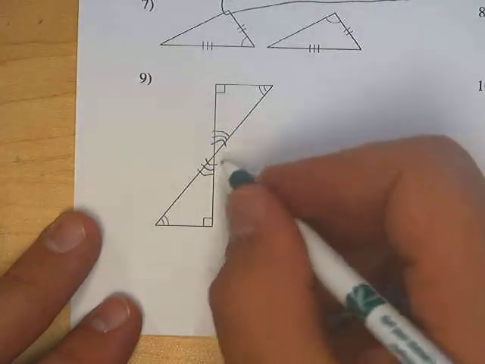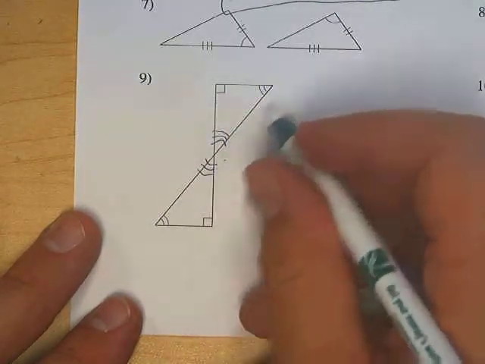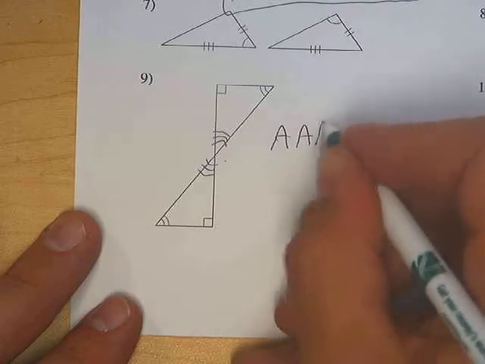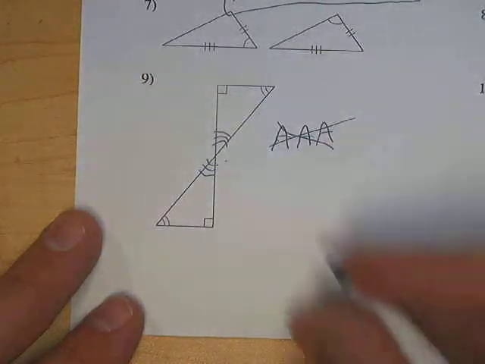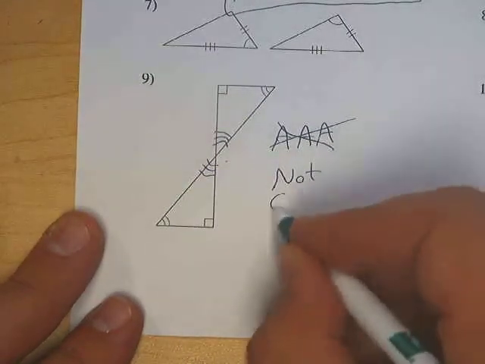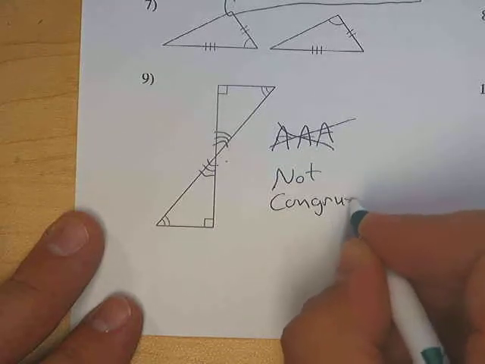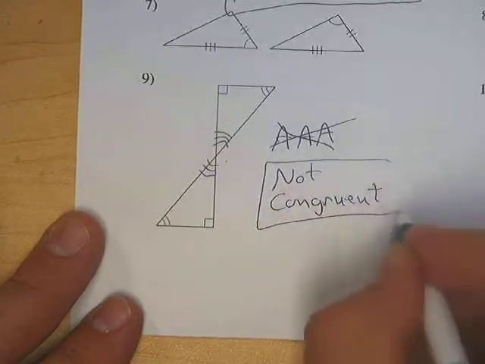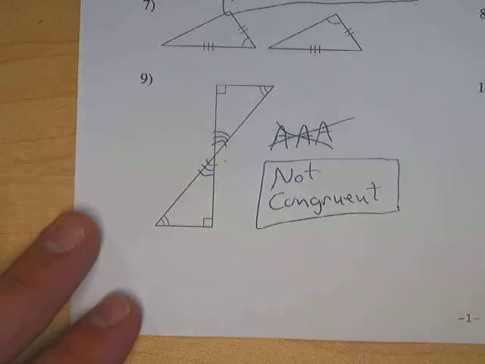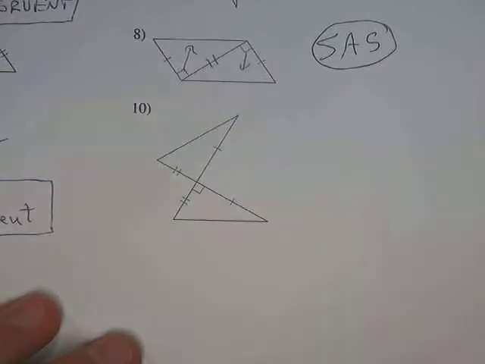Number 9. Again, vertical angles in the middle. Vertical angles, but we have 3 angles, no sides. Angle, angle, angle is not a way to prove triangles are congruent, so they are not congruent.